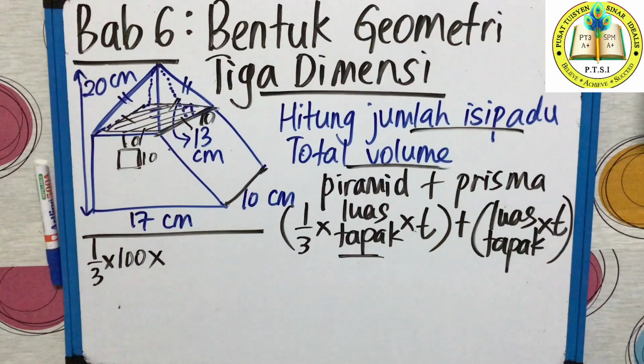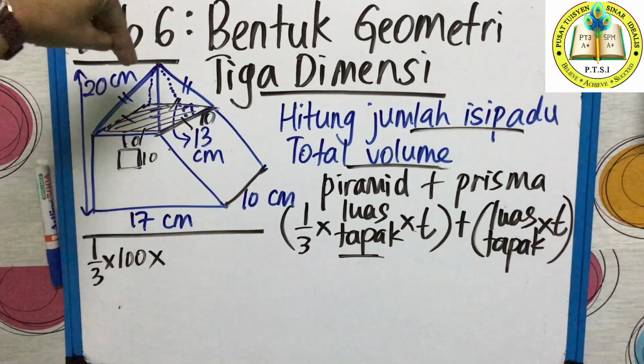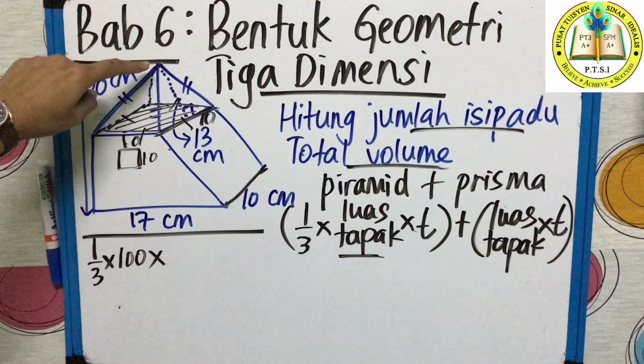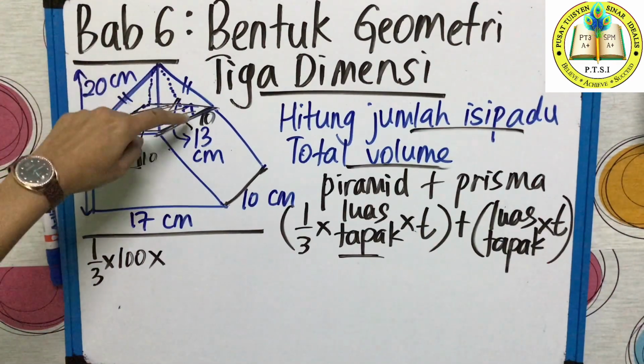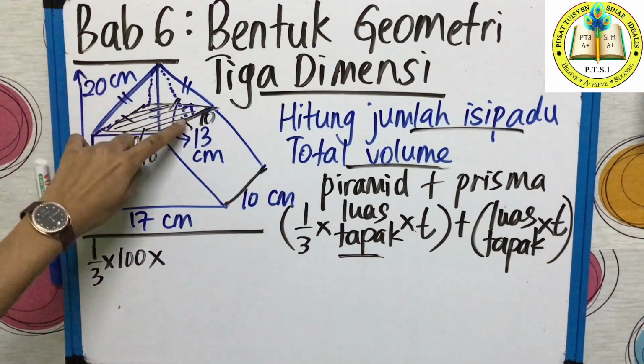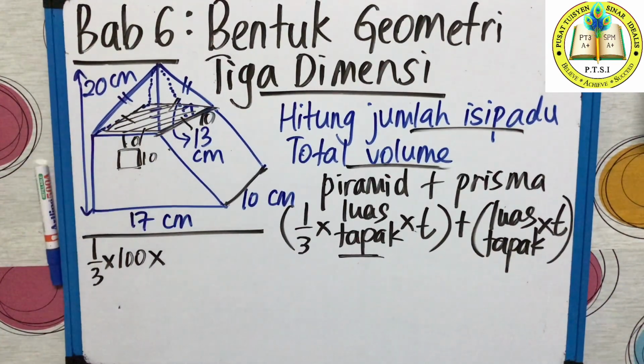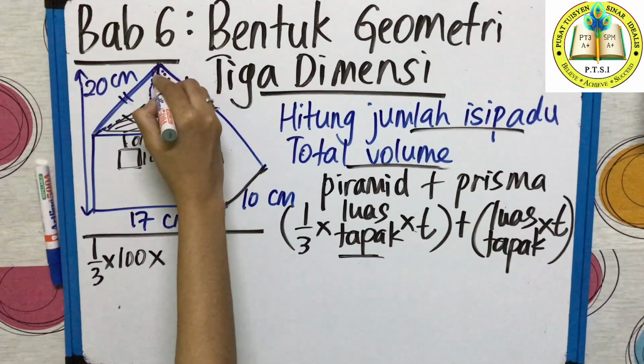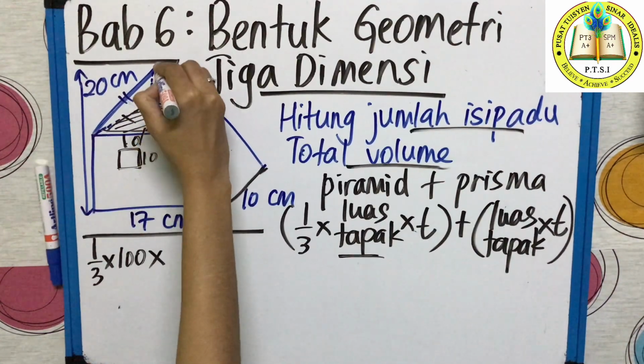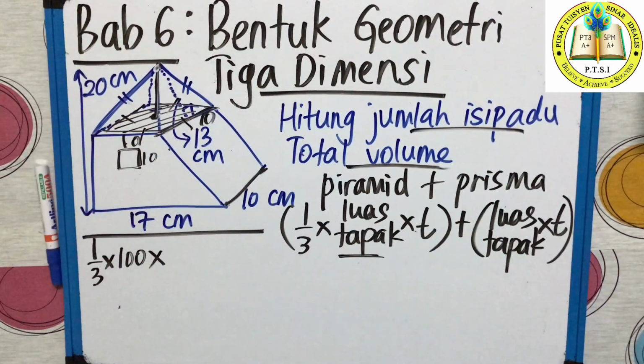Times by tinggi. What is the tinggi for the pyramid? Did they give you the height of the pyramid? No, they didn't give you the height of the pyramid. Height of the pyramid is actually in the center. Bukan yang ini, bukan yang tengah-tengah ni, no. This one is a triangle height. Untuk piramid, tinggi tu sebenarnya di tengah. That means it must be at the center here. Nampak tak? This must be the height of the pyramid.